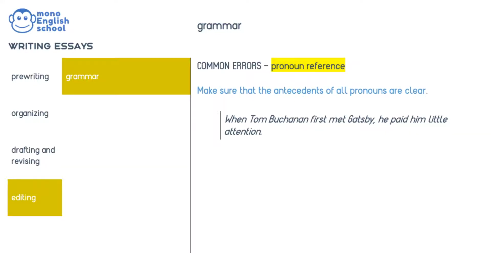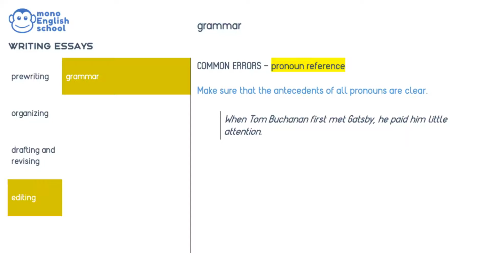Pronoun reference is also a common error in writing. A pronoun is used to refer to a noun. The noun to which it refers is called an antecedent. The link between the pronoun and its antecedent must always be clear for the reader. Our sentence demonstrates an example of the confusion unclear antecedents can cause.